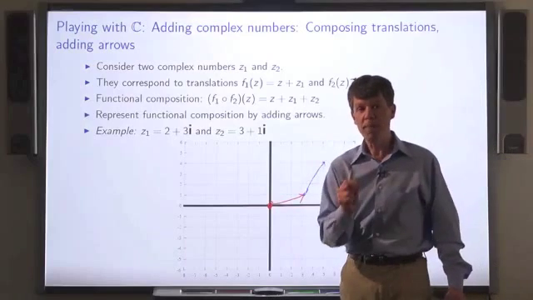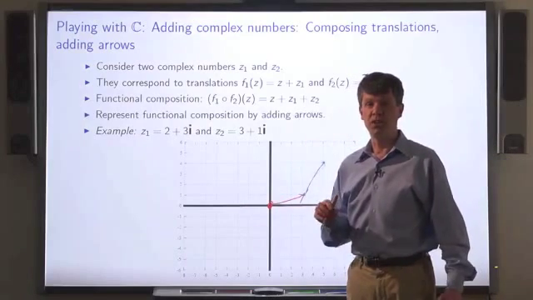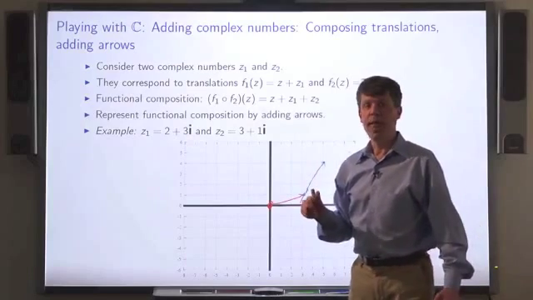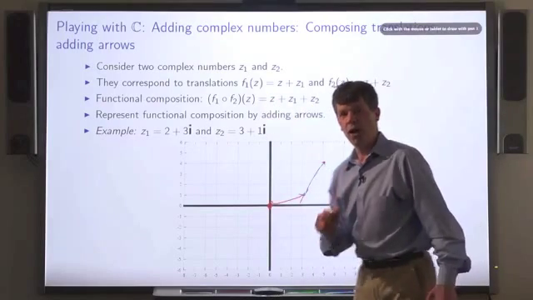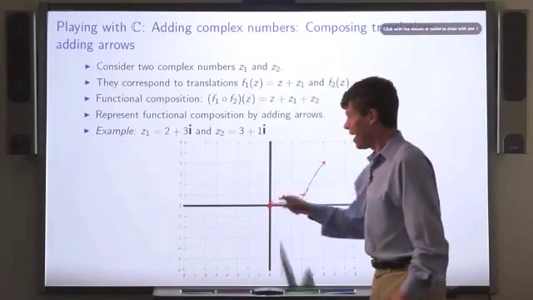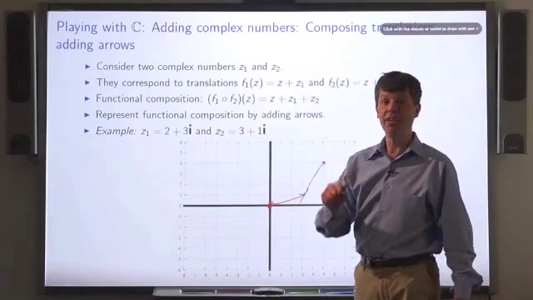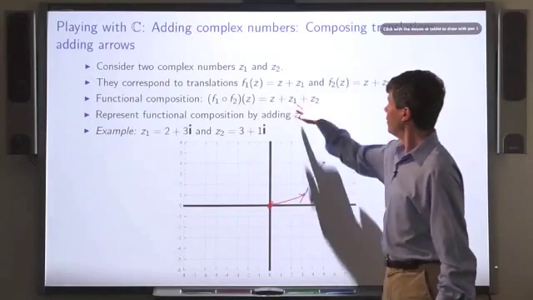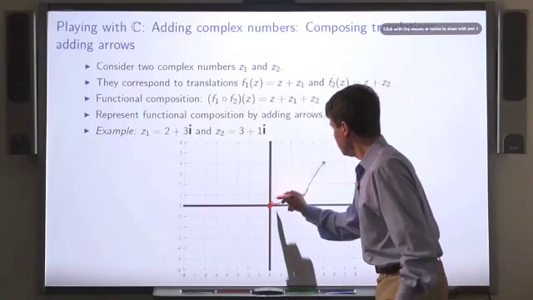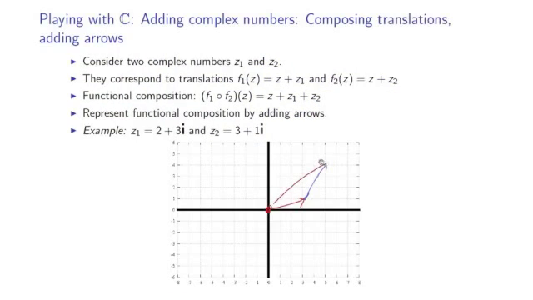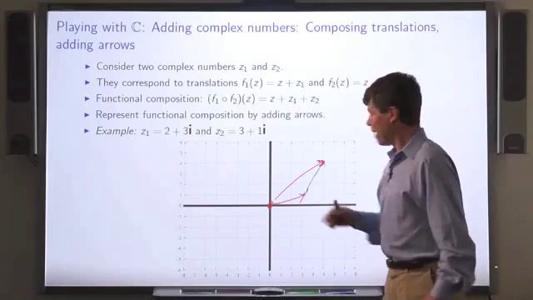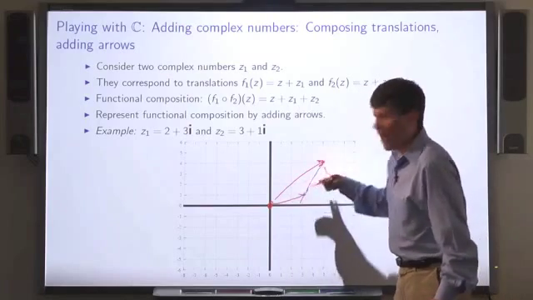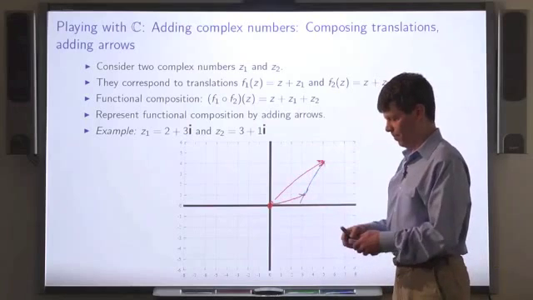Now, what about the functional composition? The functional composition adds z1 plus z2 to its input. We can find that arrow by choosing its tail to be the tail of the first arrow and its head to be the head of the second arrow. So z1 plus z2 is represented by this arrow. So we see that addition of complex numbers can be represented by putting arrows together, adding them in this way.